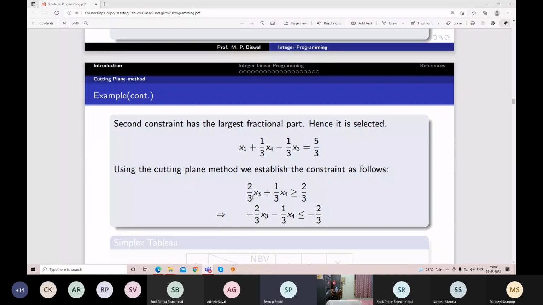You subtract. If you subtract, you can see here, the first one is an equation and this is an inequation. So this minus this is gone. 1/3 x4, 1/3 x4 gone. And this is minus, this is minus. So this will be minus x1 minus x3 greater than or equal to 1. Is it all right? That is the cutting plane.